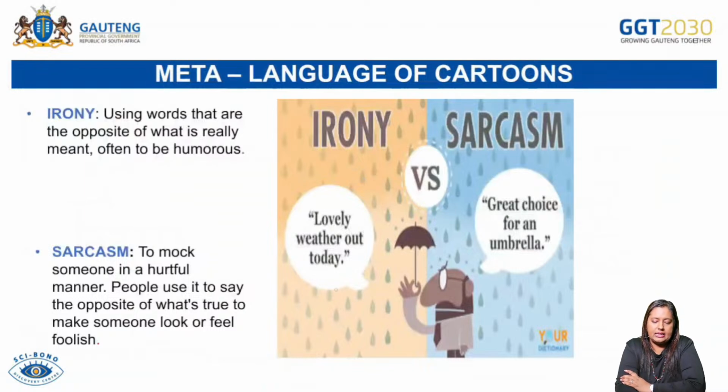For example, irony, lovely weather out today. There's raindrops falling on both sides, and the umbrella there obviously is supposed to be used to cover you or shield you from the water. And then in terms of sarcasm would be great choice for an umbrella. Okay, because obviously trying to make you look foolish or stupid because you're saying there's great weather out there, but actually it's not so great.